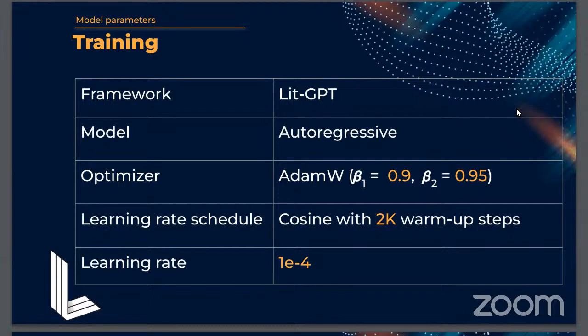Next. TinyLlama uses the LitGPT framework, employing an autoregressive model with the AdamW optimizer and a cosine learning rate scheduler with 2K warm-up steps and a small initial learning rate of 10 to the power negative 4.